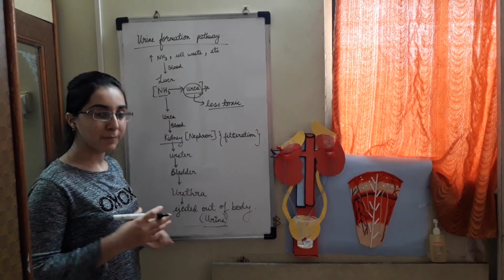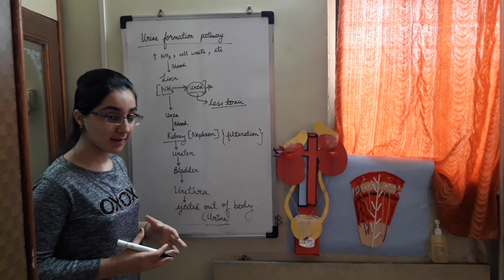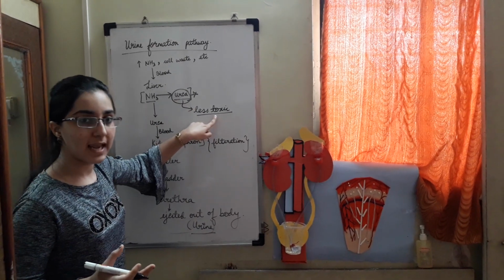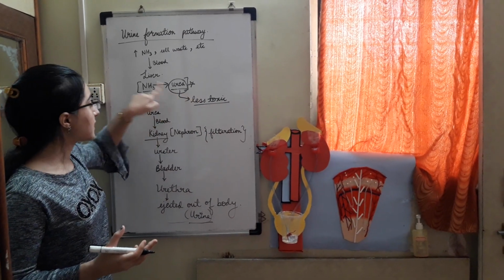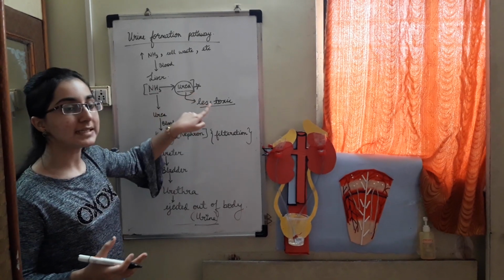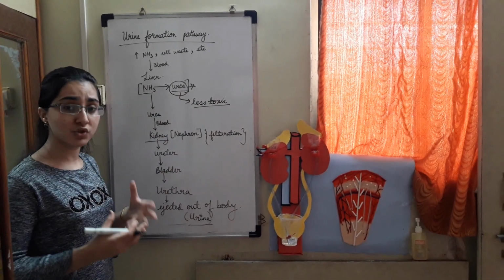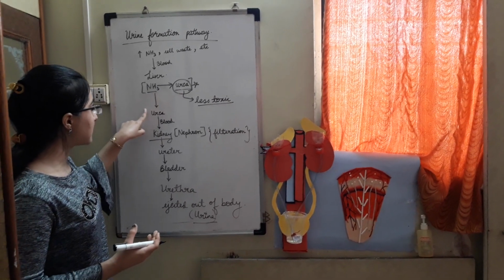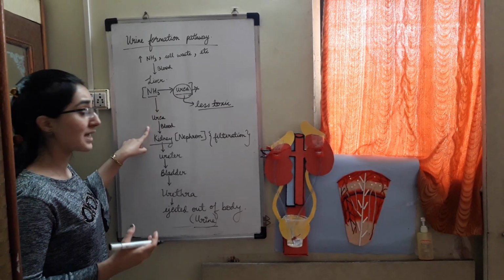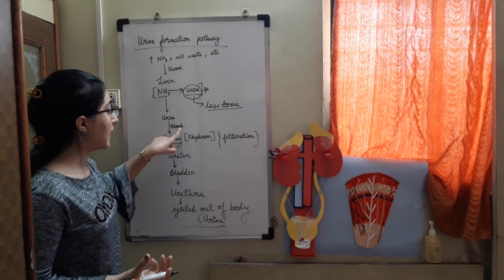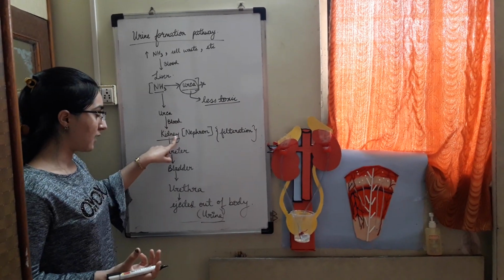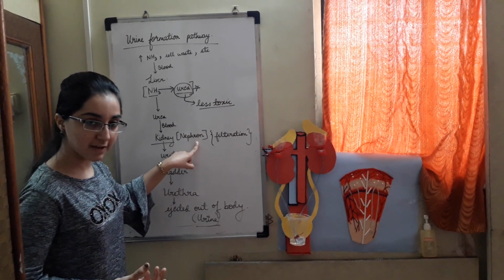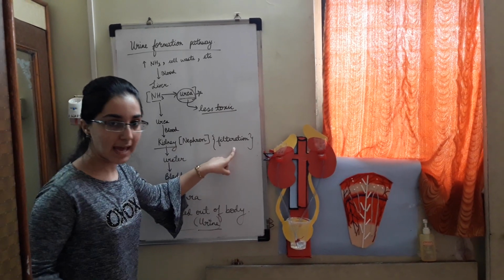In the liver, ammonia, which is more toxic, is converted to urea, which is less toxic. We are converting ammonia to urea because it is less toxic and it can be stored sufficiently. This urea is transported with the help of blood to the kidney. In the kidney there are nephrons. With the help of these nephrons, the filtration is carried out.